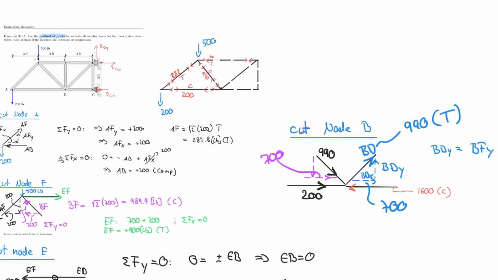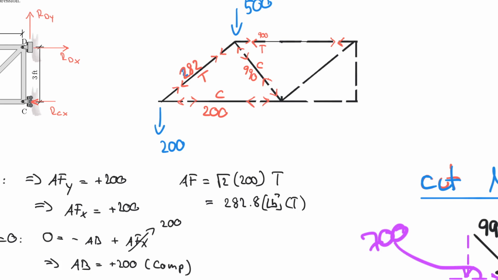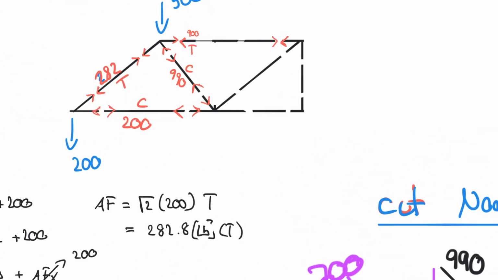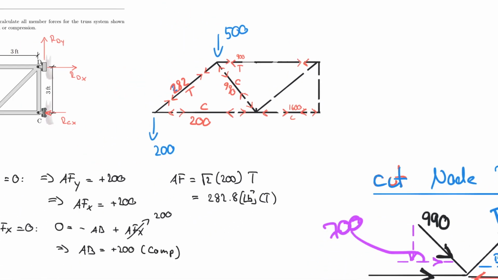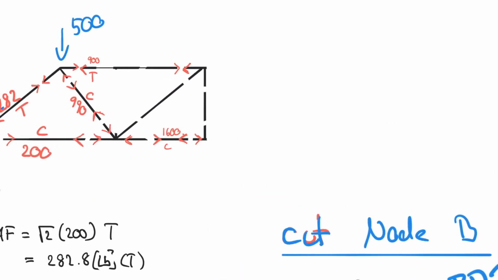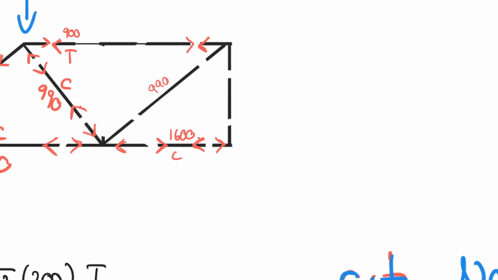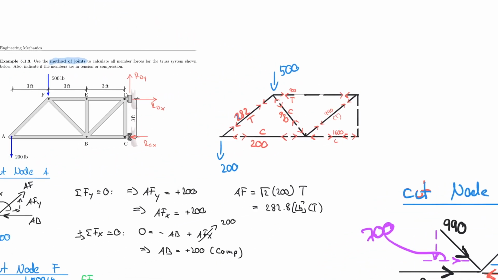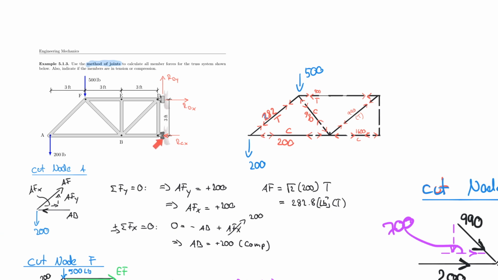So let's look at that. Let's go to our problem up here. So that was compression of 1600. 1600 compression, and compression means pushing on the node, pushing on the member. And my diagonal member was 990 in tension. So 990 in tension. Tension means pulling on the node, pulling on the member. And now if you paid attention, we have one more zero force member, which is exactly here.